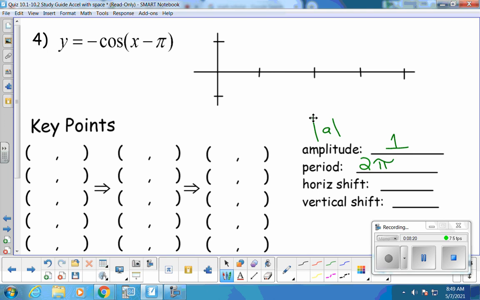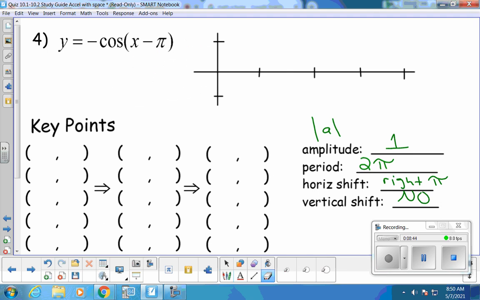Is there a horizontal shift? Do you think there's a horizontal shift? The horizontal shifts are always in the parentheses. So that would be him. Is it left or right? Good. Right pi. And then is there a vertical shift? That guy is always not in parentheses. That's the d value. None. Okay.